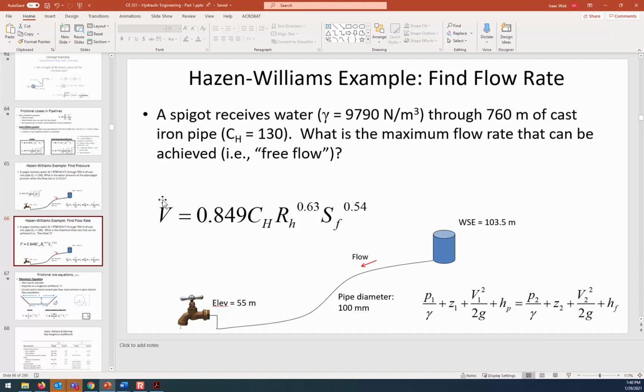So this time we're solving for the flow rate. And so once you get the V, the velocity, you'll have to multiply it by the cross-sectional area of the pipe. Let me put you in the breakout rooms here.